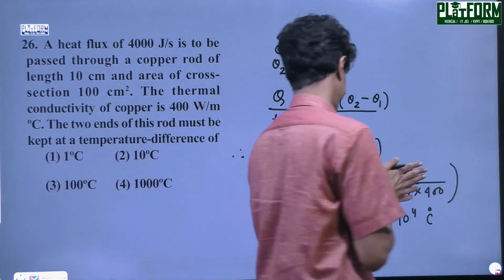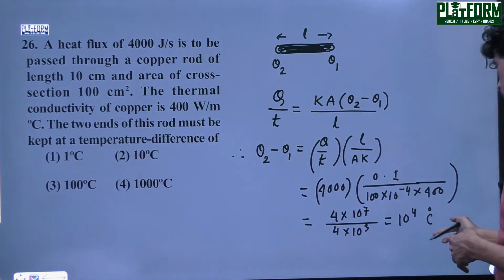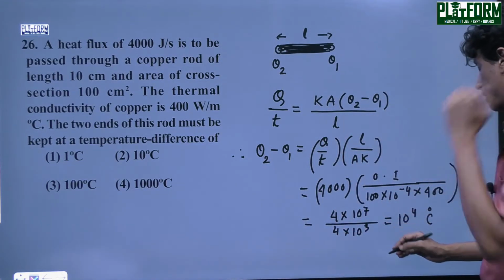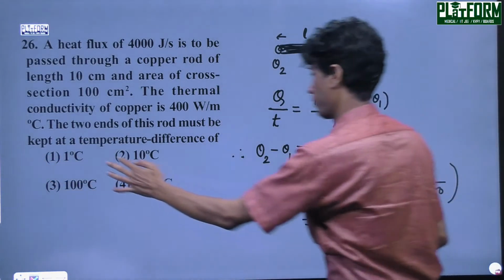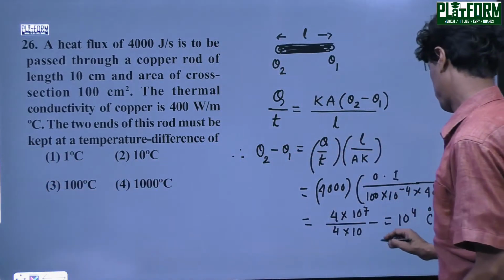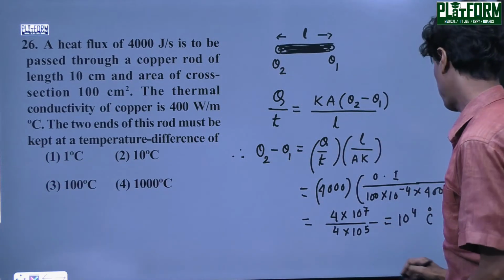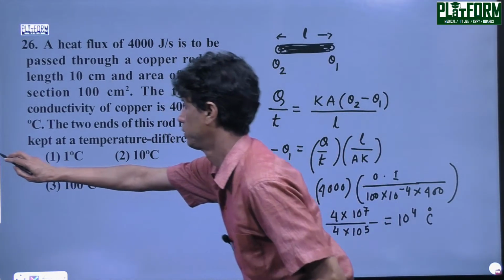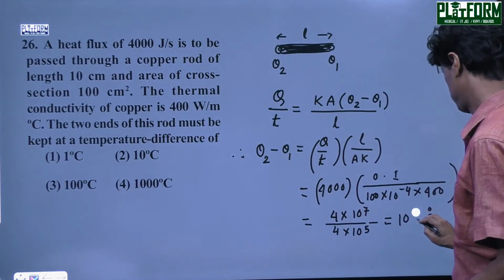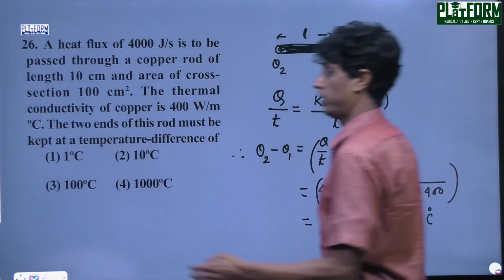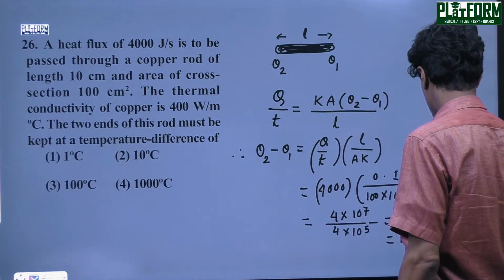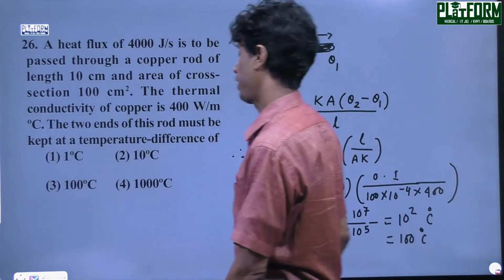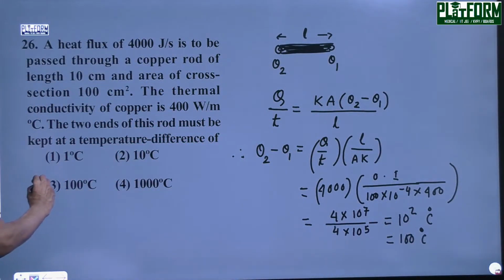Sorry, 10 to the power 3, it is actually 10 to the power 5. Ten to the power 5, and finally the answer is 10 to the power 2. So 100 degree centigrade. The right option here is 3. Next problem.